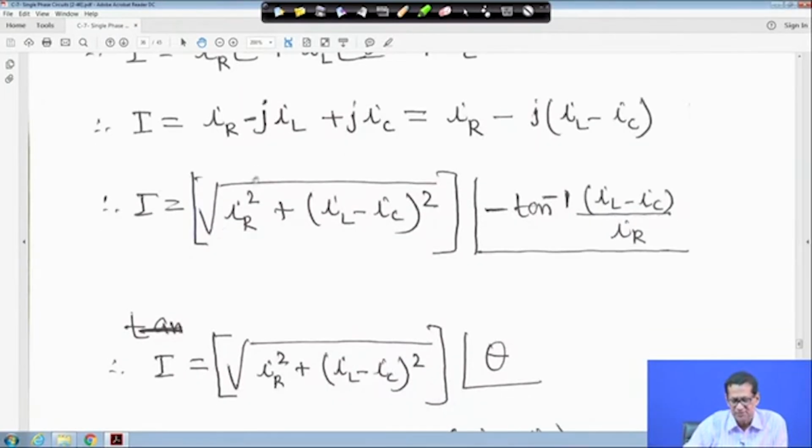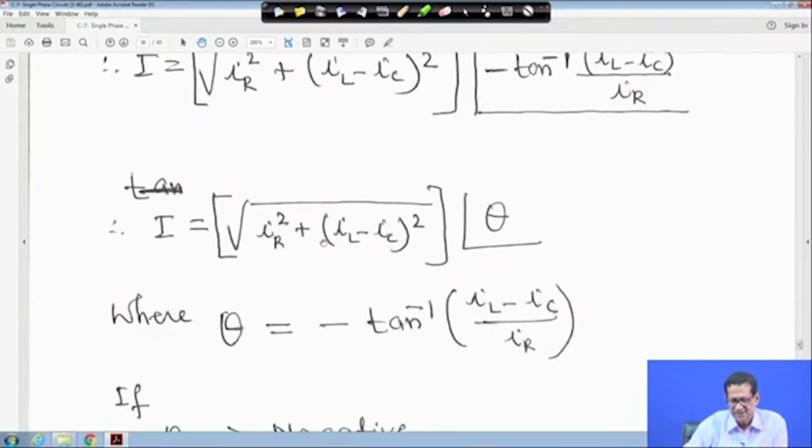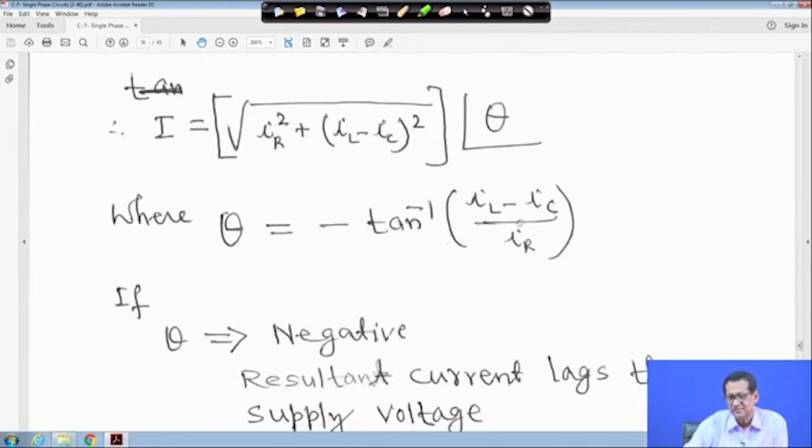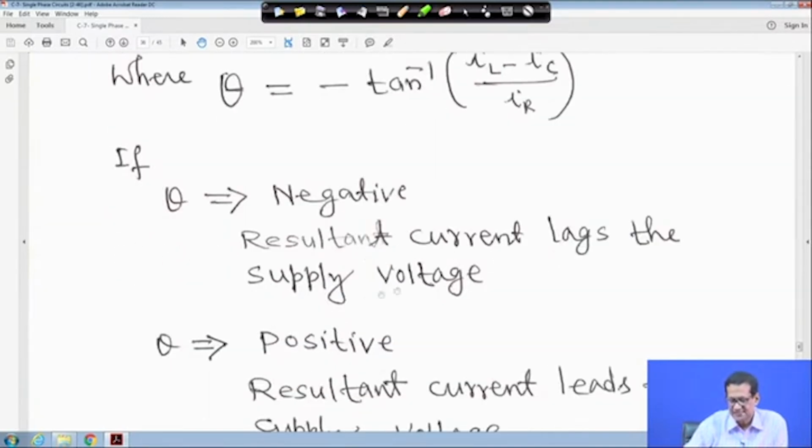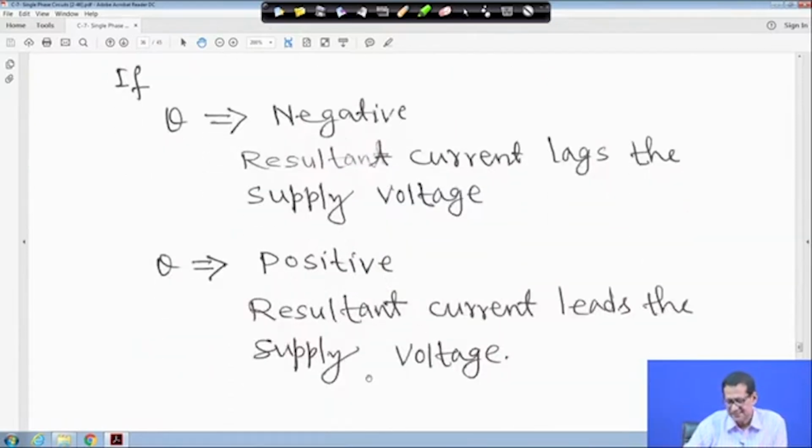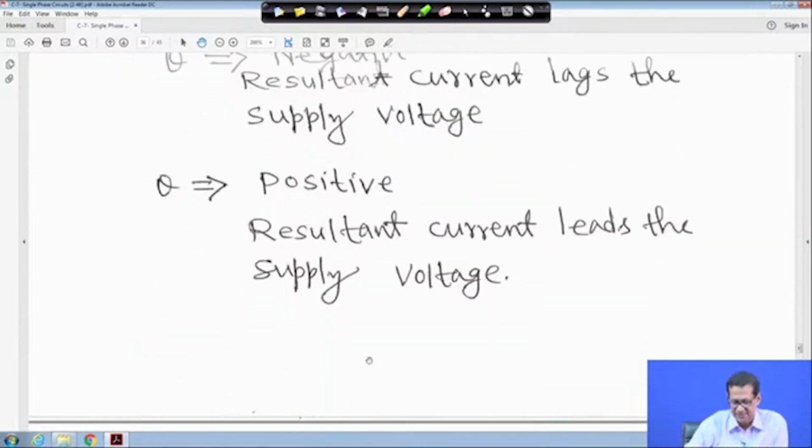Its magnitude will be the root of IR square plus (IL minus IC) whole square, and the angle is minus tan inverse of (IL minus IC) upon IR. This is now understandable to you. Therefore, the current I has magnitude I at angle theta, where theta is equal to minus tan inverse of (IL minus IC) by IR. If theta is negative, the resultant current lags the supply voltage, and if it is positive, the resultant current leads the supply voltage.